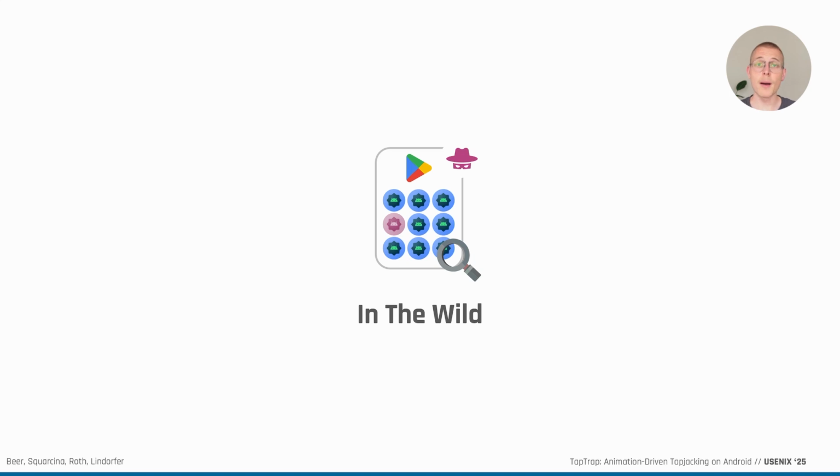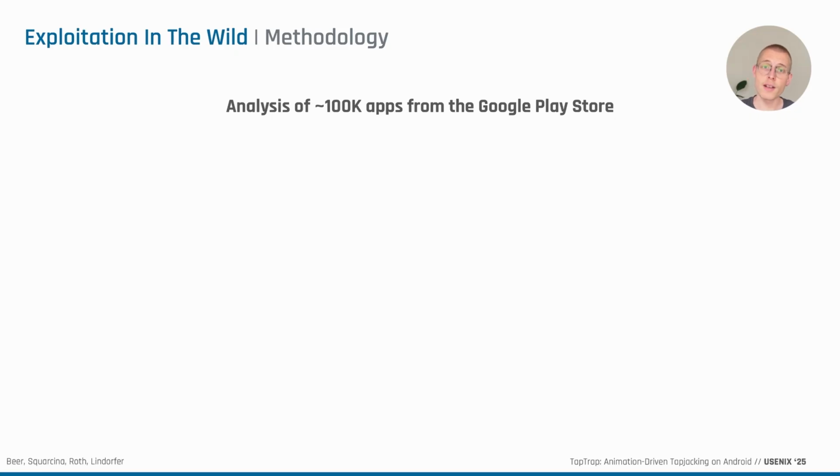So now we know about TapTrap and we know about the implications of TapTrap. The question that naturally arises now is: is TapTrap already abused in the wild? And to answer this question, we performed a large-scale analysis of about 100,000 apps from the Play Store. The animations that can be abused by TapTrap have to be declared in XML files in the Android APK.